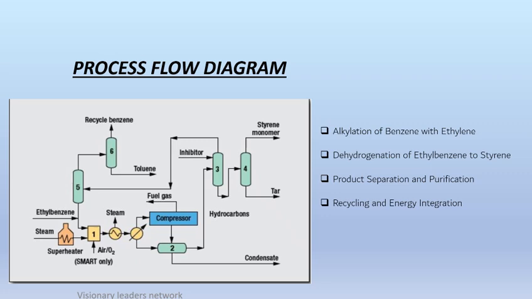We also have product separation and purification. The styrene product is then separated and purified through a series of distillation columns. This step is crucial to produce high quality styrene. And our last point for this section is recycling and energy integration.